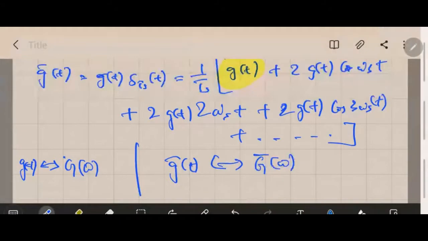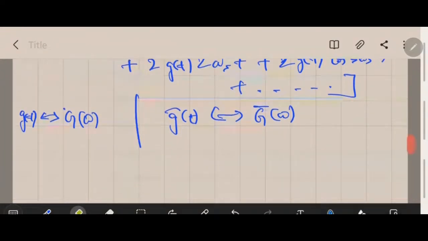In the same way, I could express the other terms also. Okay, this g of t cos omega st is there. So cos omega st can be written as e to the power j omega st plus e to the power minus j omega st, whole by 2. So this 2 will be cancelled.